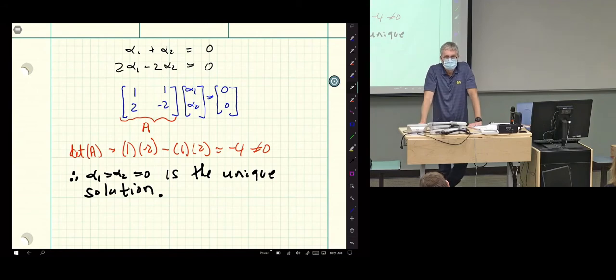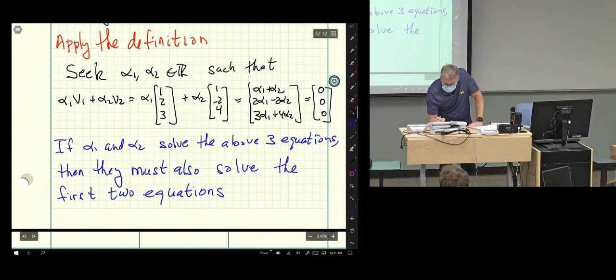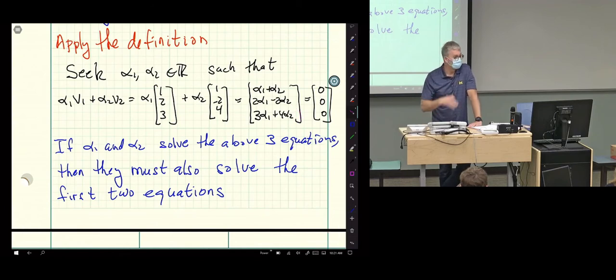Question: why are we only solving for the first two instead of the third row? So the question is, why did I pick out the first two equations and ignore the third row? I'm looking for solutions that satisfy all three of these. If I can find a solution to the first two, I then need to verify that it also satisfies the third one for it to be a solution to all three equations. I could have picked the first and third row, solved that, and then plugged that solution back in. So I do need to solve all three.